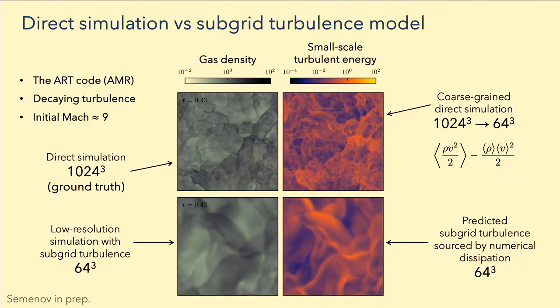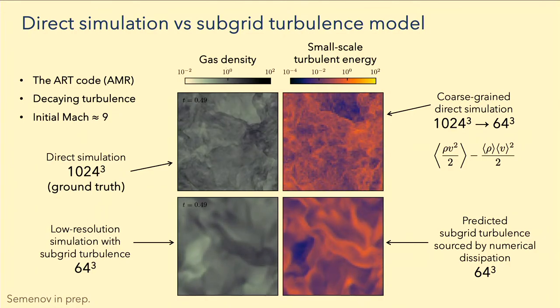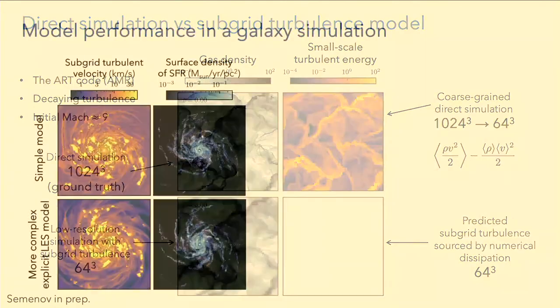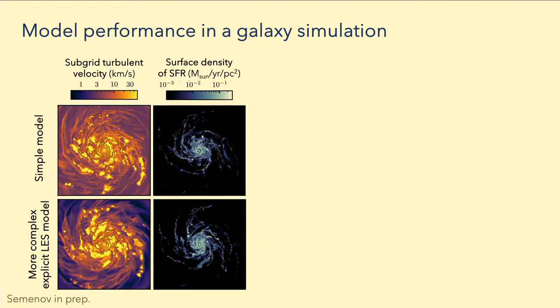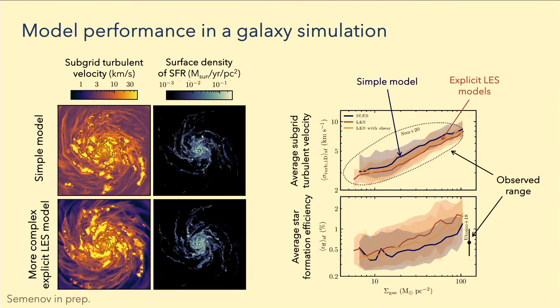And I can show more plots to show this quantitatively, but instead what I want to end up with is more realistic applications in the context of galaxy simulations. A simple model like this produces results which are very similar to these more complex models with explicit subgrid turbulence that I showed before in this movie, in terms of things like the distribution of small-scale turbulence or local star formation efficiencies as a function of kiloparsec scale environment like gas density.